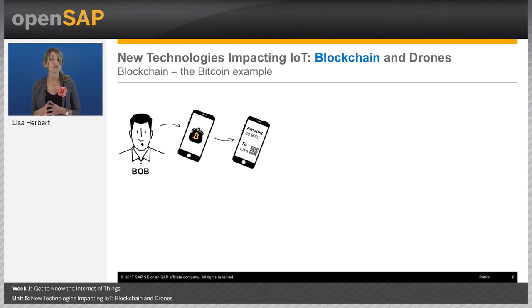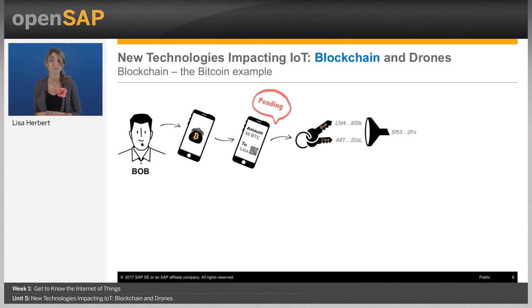To pay me, Bob needs two pieces of information: his private key and my public key. These are identities in the system, which are basically a sequence of numbers like a digital signature. Bob gets my public key by scanning a QR code from my phone or by having me email him the payment address, a string of seemingly random numbers and letters. He receives a notification that the transaction is pending.